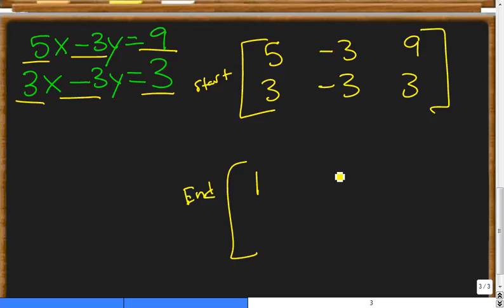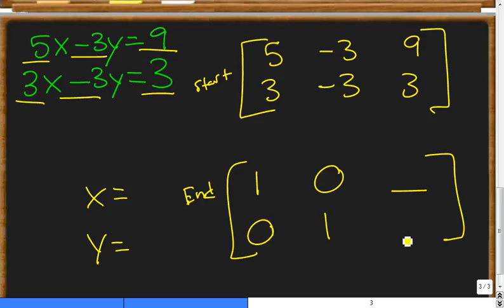1x plus 0y equals blank. So that will be x equals. And this will be y equals. So it'll say 0x plus 1y equals blank. And so these two answers here are going to tell us what x and y are going to be.